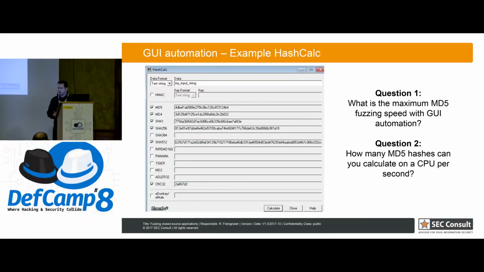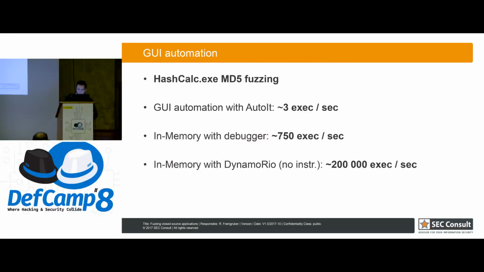So if you automate the graphical user interface here, how many executions per second do you think I get with this? It's not really fast. And if you think about how many MD5 hashes you can calculate on a modern CPU per second, it's a much bigger number. For example, I tested it, and I was able to make about 3 executions per second, maybe a little bit less. But if you automate it with a debugger, so that you're fuzzing inside with a debugger, you get 705 executions, so it's much faster if you're doing in-memory fuzzing.